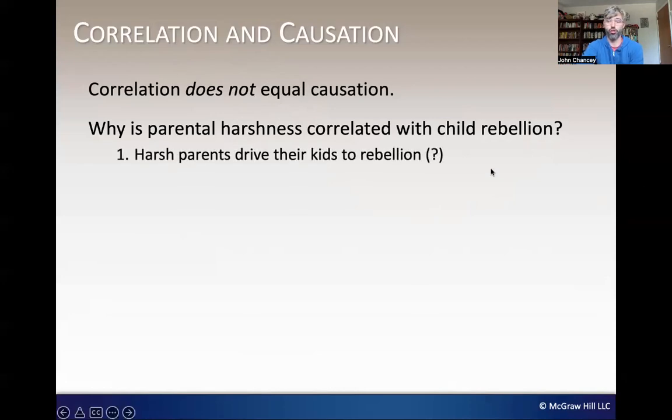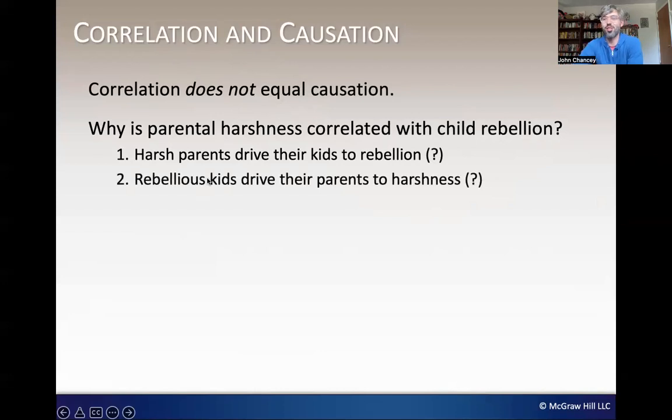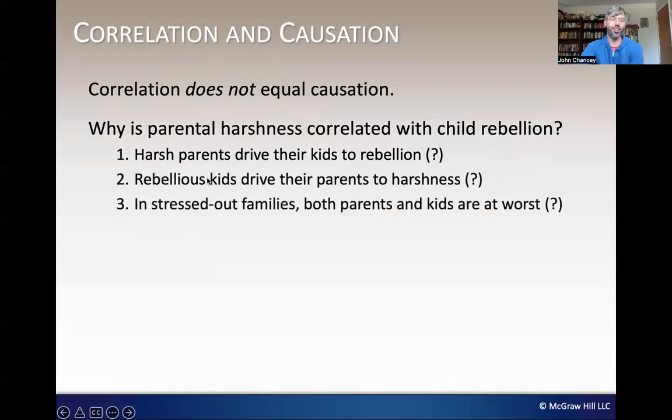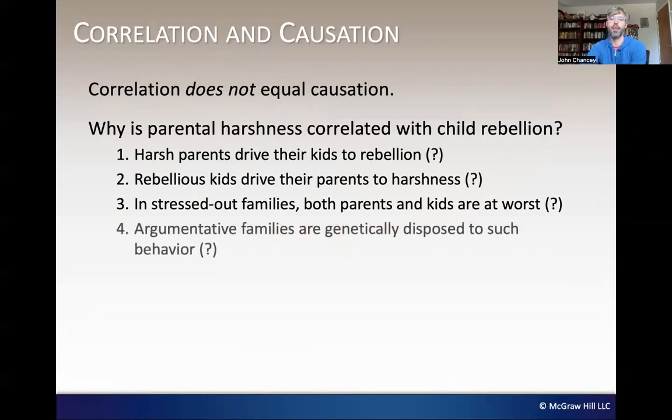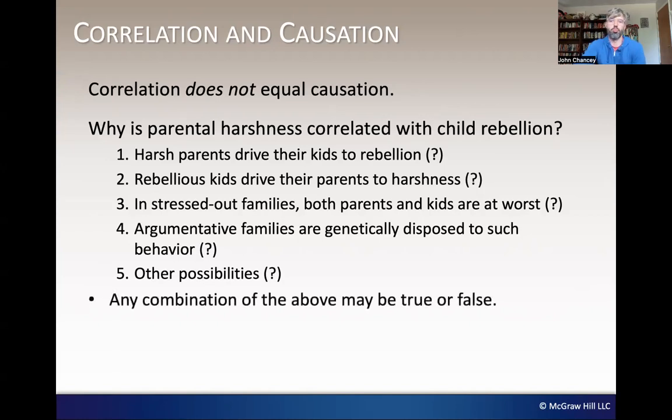It could be that harsh parents drive their kids to rebellion. Could be rebellious kids drive their parents to be more harsh. It could also be that in stressed out families, both parents and kids are at their worst. Argumentative families, more genetically predisposed to such behaviors. Other possibilities. So it does not tell us which way the relationship is going. It just says, hey, there's something here, but we really have to explore it further if we want to know about the more specific details of this relationship.